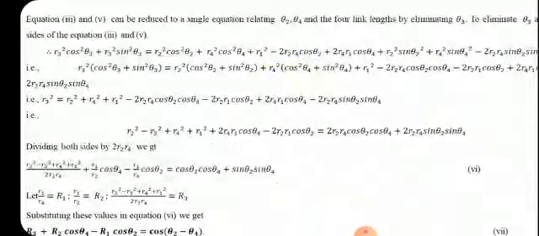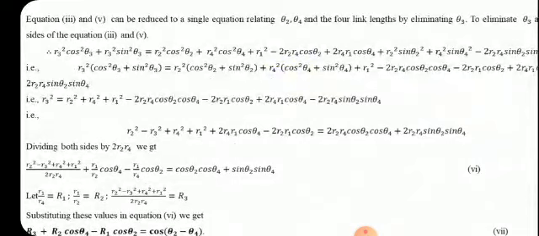R3 square cos square theta 3 plus R3 square sin square theta 3 is equal to R3 square, since cos square theta 3 plus sin square theta 3 is 1. On the right side, R2 square cos square theta 2 plus sin square theta 2, plus R4 square cos square theta 4 plus sin square theta 4, minus 2 R2 R4 cos theta 4, minus 2 R1 cos theta 2, and R2 R1, by eliminating theta 3.